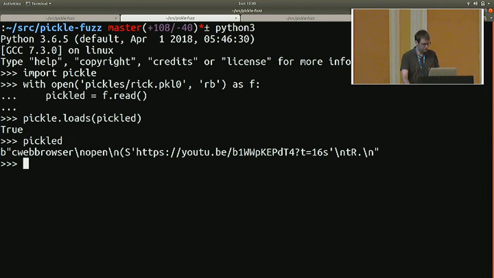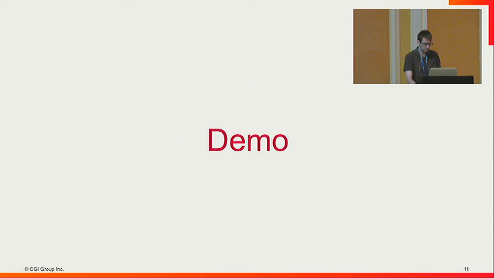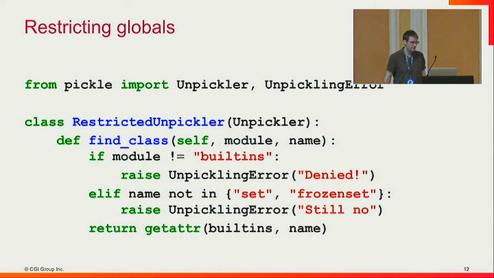Now, there is a defense against this. The defense is to subclass Python's default unpickler class and to override a method called find_class. When you do that, you, as the person unpickling, control what Python callables can be invoked. In this case, we've chosen to restrict it just to set and frozenset.